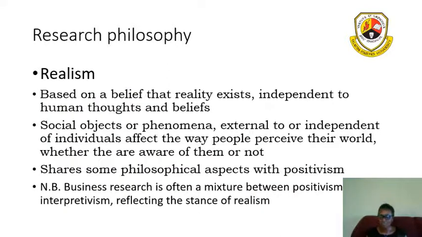Then we have our third philosophy, which is realism. Now, realism tries to combine the two philosophies, which is positivism and interpretivism. It tries to bring the two together, because with the two you can have extremes of both, but realism brings a mixture of the two together. Why? There are times when we have to make generalizations. There are times when we don't have to make generalizations.